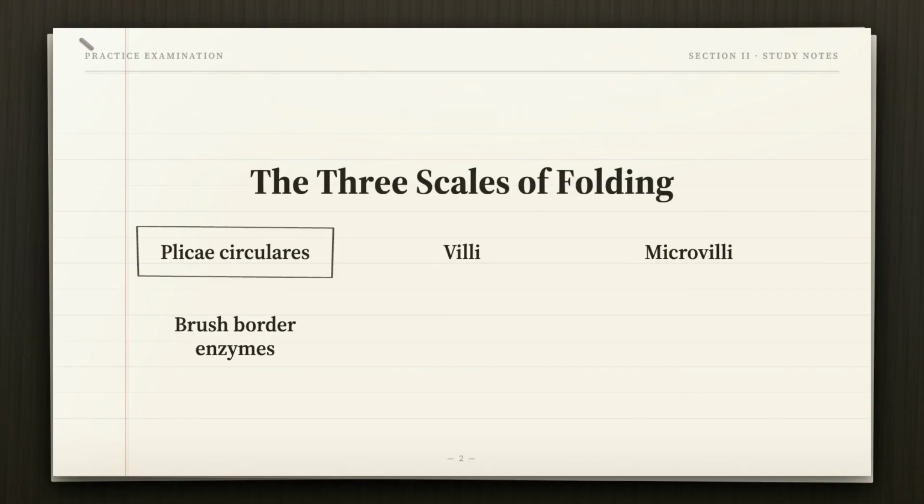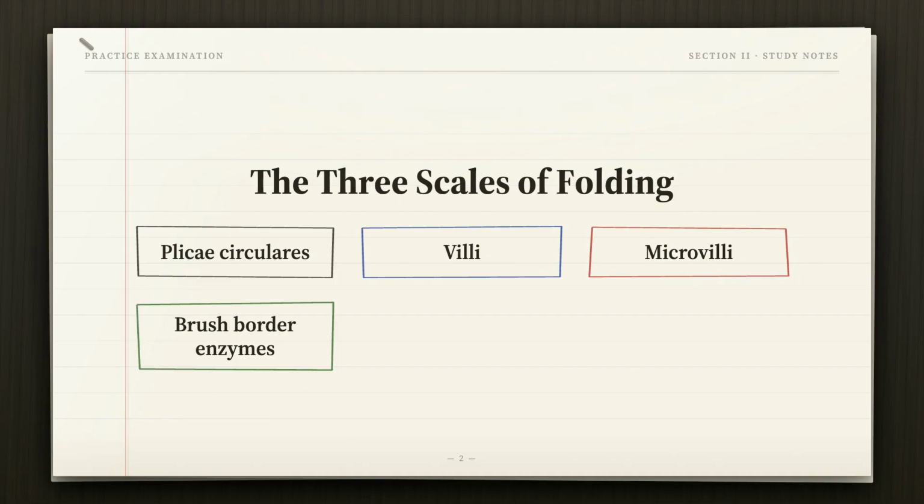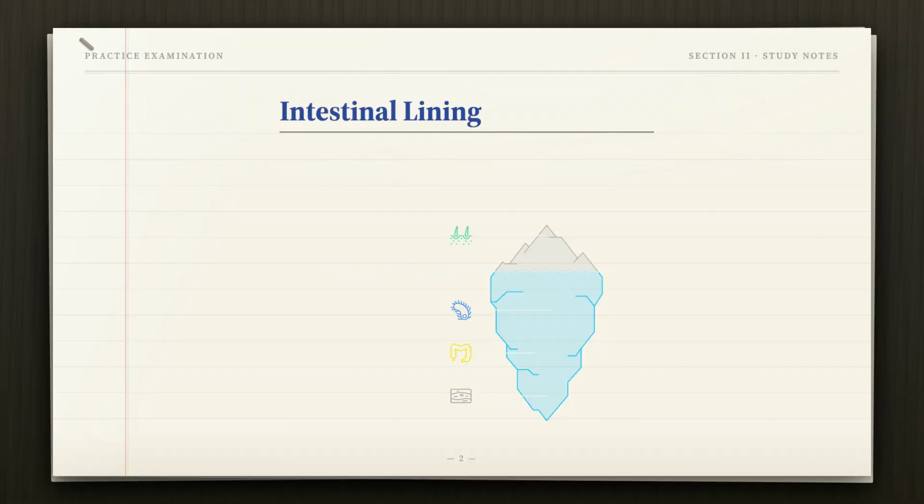The plicae circulares are tall permanent ridges that force chyme to spiral, increasing mixing and contact time. Villi are finger-like projections carpeting those ridges, each containing a capillary network and a central lymphatic vessel called the lacteal. Microvilli are microscopic extensions on every absorptive cell, forming the brush border, where digestive enzymes are anchored directly onto the absorptive surface.